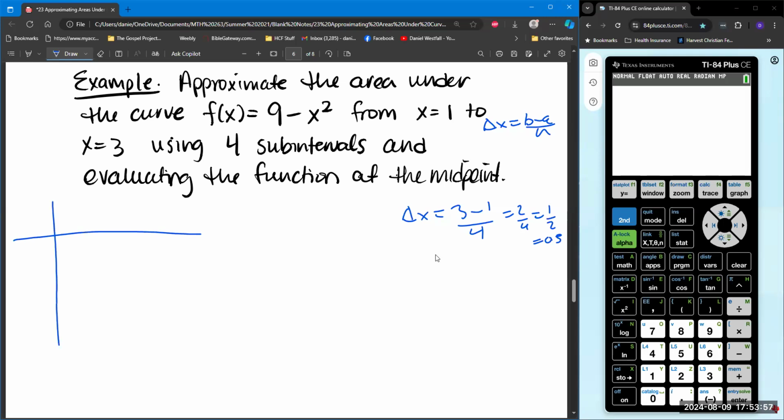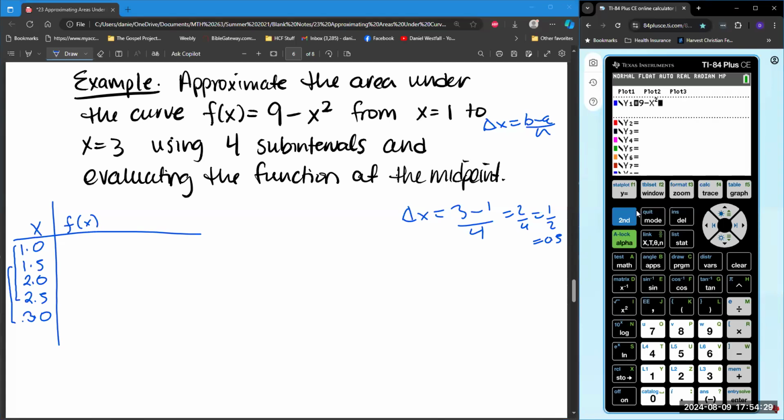So I need x, and then I need f of x, starting at 1, then 1.5, 2.0, 2.5, 3.0. You'll notice that there's 5 numbers here. I'm going to use the first 4 for my left endpoints and the last 4 for my right endpoints. Let me go ahead and type in here 9 minus x squared. And I want my table settings for my independent variable to be on ask, my table to be there.